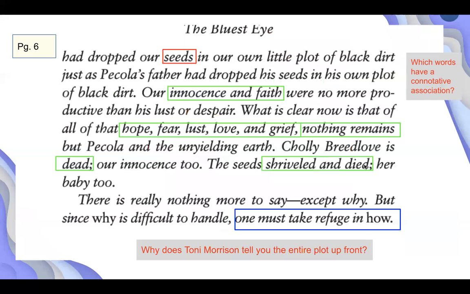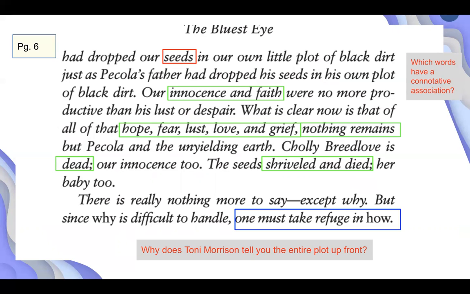We had dropped our seeds in our own little plot of black dirt, just as Pecola's father had dropped his seeds in his own plot of black dirt. Our innocence and faith were no more productive than his lust or despair.